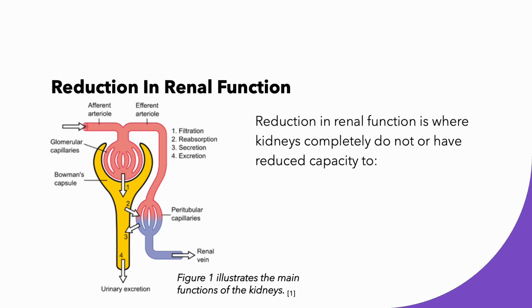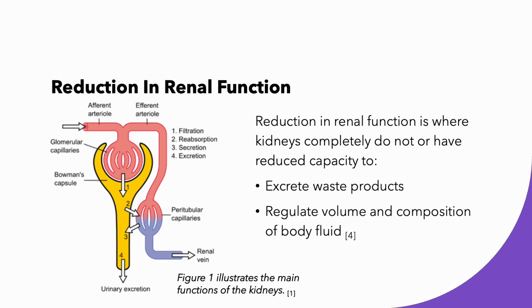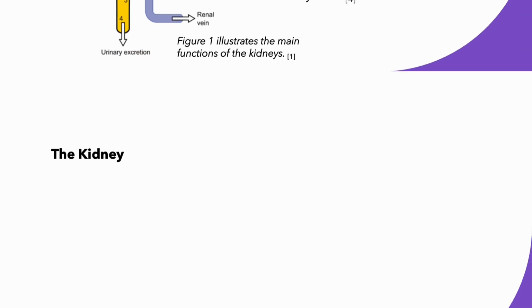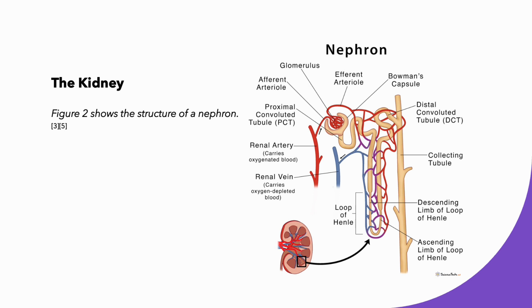So, in simple words, a reduction in renal function is where kidneys completely do not, or have reduced capacity to, excrete waste products and regulate volume and composition of body fluid. Let's quickly crash course the kidney to set everything into context. Figure 2 shows a bit more of a detailed illustration of the nephron.